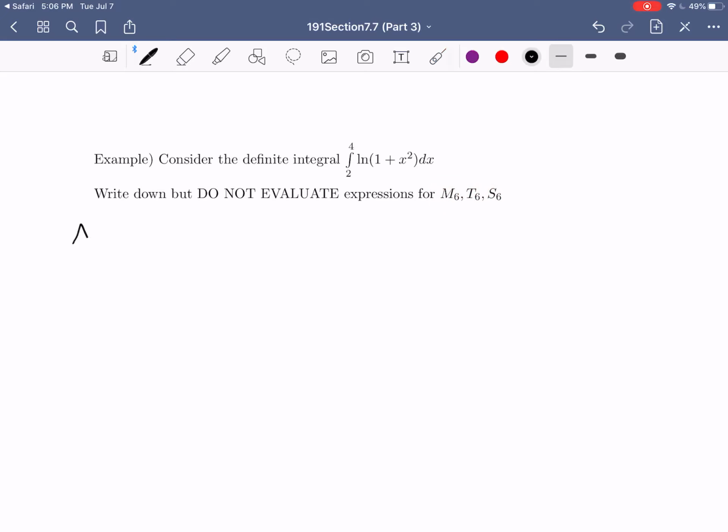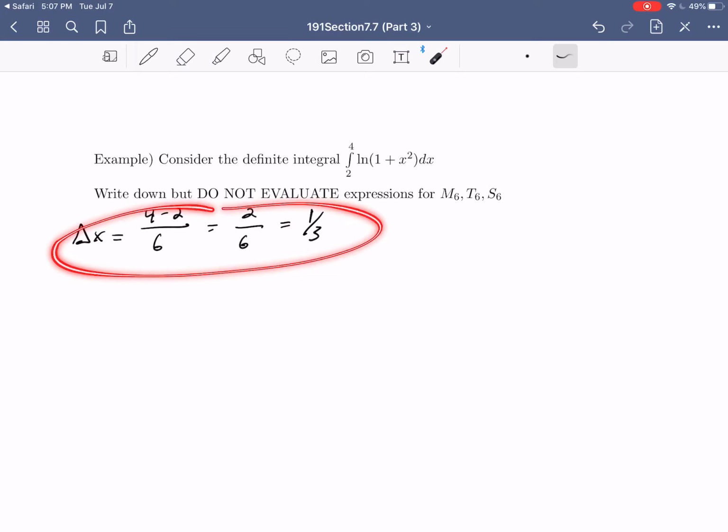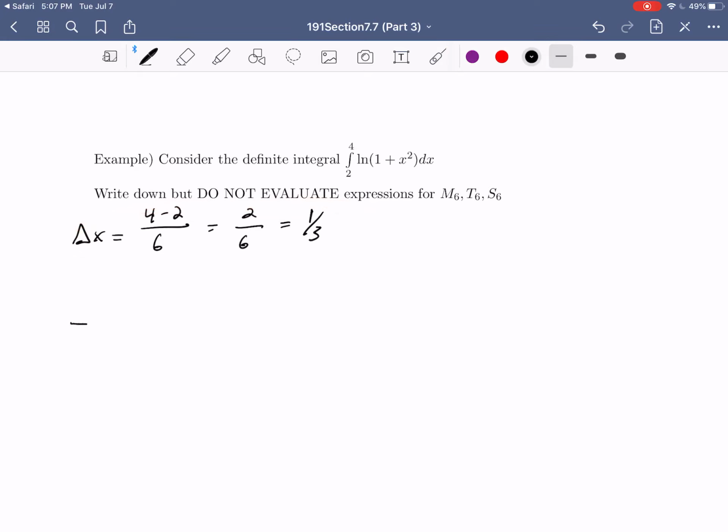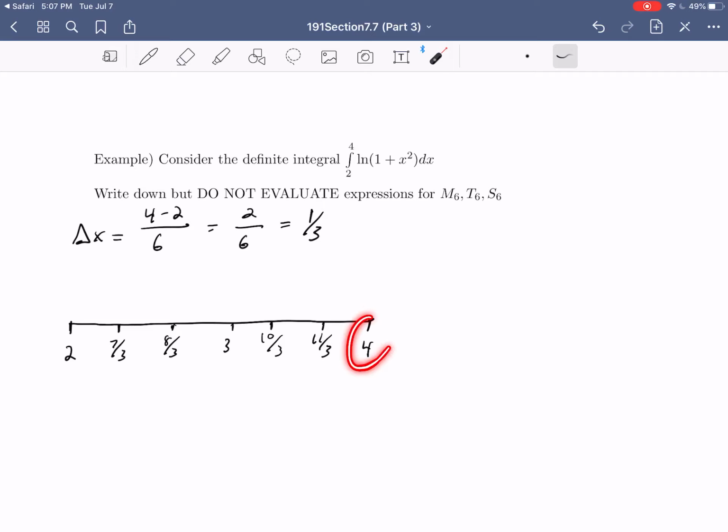So to start off, let's get our delta x. That's going to be b minus a, 4 minus 2, divided by the number of partitions, which is 6. So 2 over 6, which is 1/3. So the spacing of our partitions is going to be 1/3. Let's go ahead and give ourselves a number line to work with. We'll start our number line at 2 and end it at 4, and we'll go by 1/3. So this would be 7/3, and then 8/3, and then 3, and then 10/3, and 11/3, and then we would end at 4.